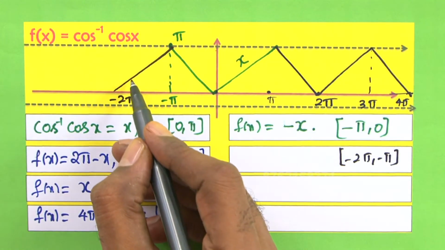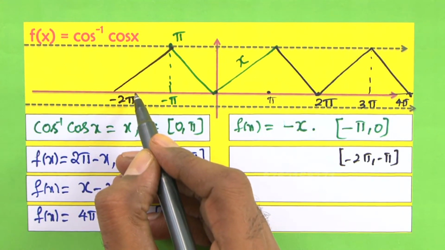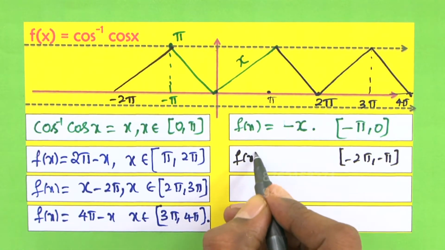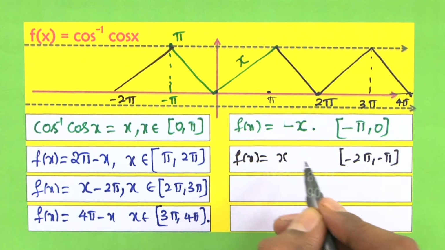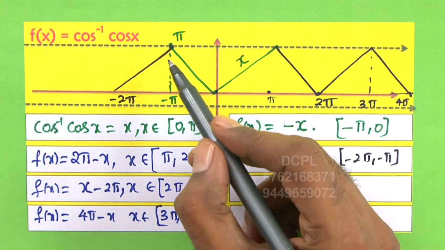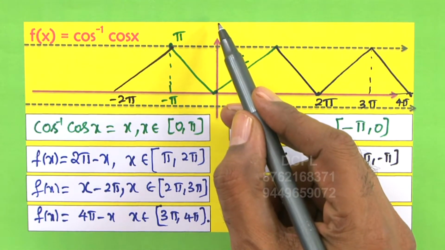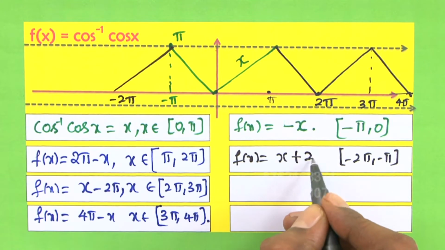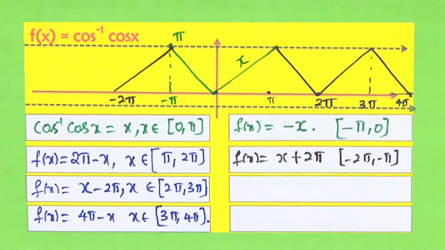what is the slope of the line? Slope of the line is 1, right? So f of x should be of the form x plus or minus something, whereas the line meets the y-axis at a point which is above the x-axis, and that point should be 2 pi. Therefore, this is x plus 2 pi if x belongs to minus 2 pi to minus pi.